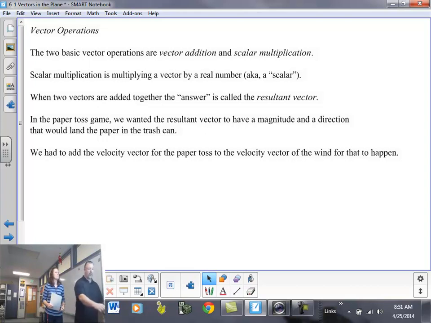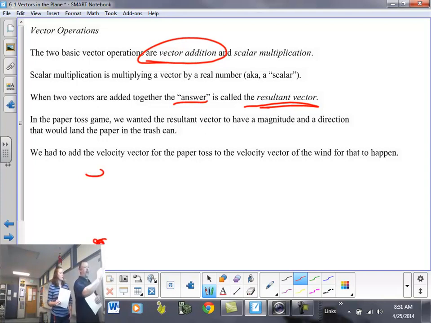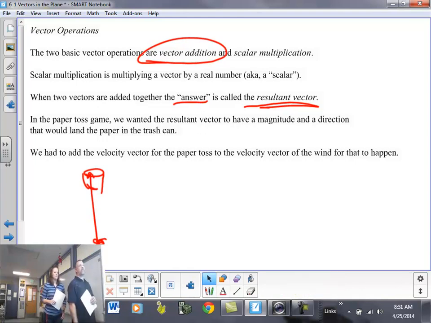Okay, so two basic operations we're going to talk about. First one's vector addition, and we're going to talk about scalar multiplication, which is simply making the vector bigger or smaller, in terms of like 2 of them or 3 of them or half of them. We're just multiplying by a constant. When two vectors are added together, the answer is the resultant vector. Again, for the paper toss game, the paper was here, the trash can was here, and we wanted the resultant vector to go in the trash can. All right, so we're going to figure out how to do this.